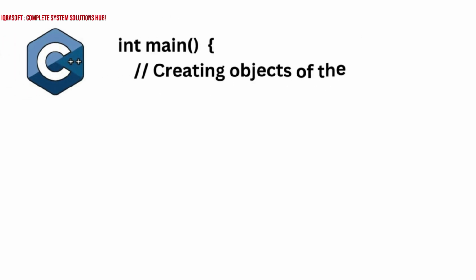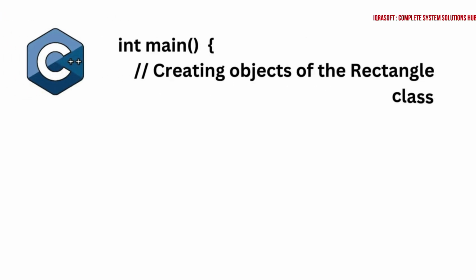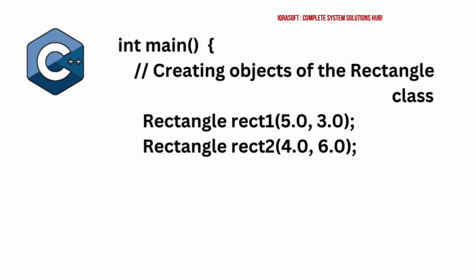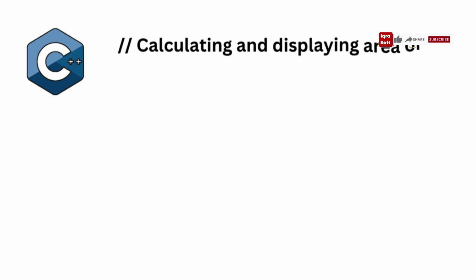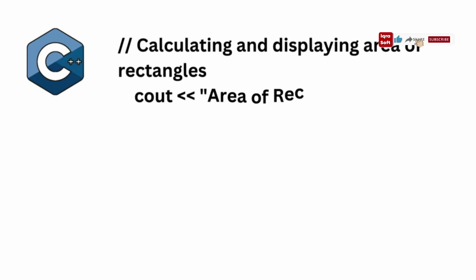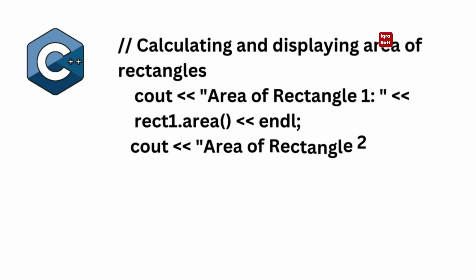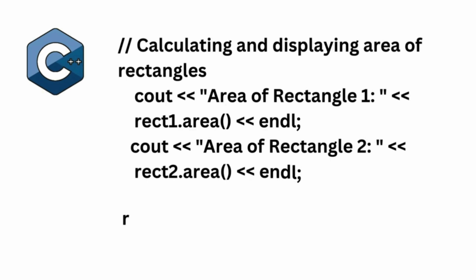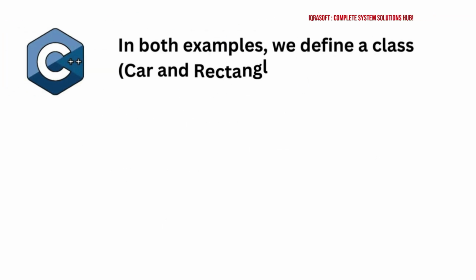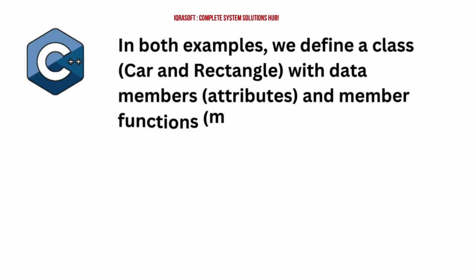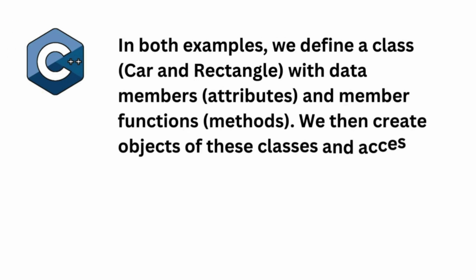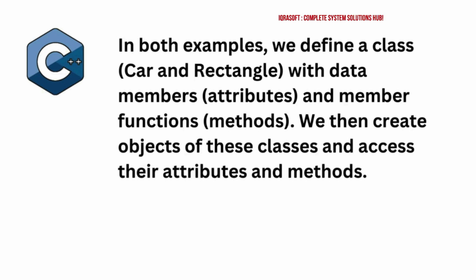int main, creating objects of the Rectangle class: Rectangle rect1(5.0, 3.0), Rectangle rect2(4.0, 6.0). Calculating and displaying area of rectangles: cout << area of rectangle 1 << rect1.area << endl, cout << area of rectangle 2 << rect2.area << endl, return 0. In both examples, we define a class Car and Rectangle with data members (attributes) and member functions (methods). We then create objects of these classes and access their attributes and methods.